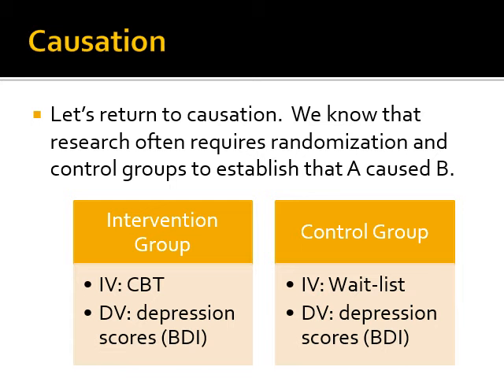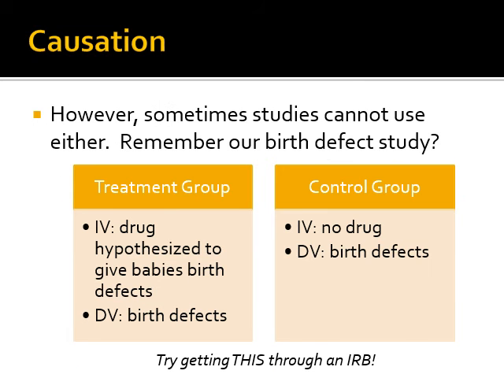Here's an example from the past that we've used to articulate when you would use a true experiment. You have an intervention group, which is CBT, compared to a waitlist, that's our control group, for depression scores on the Beck Depression Inventory. However, sometimes we cannot use either randomization or control. Our birth defect study is an example of this.